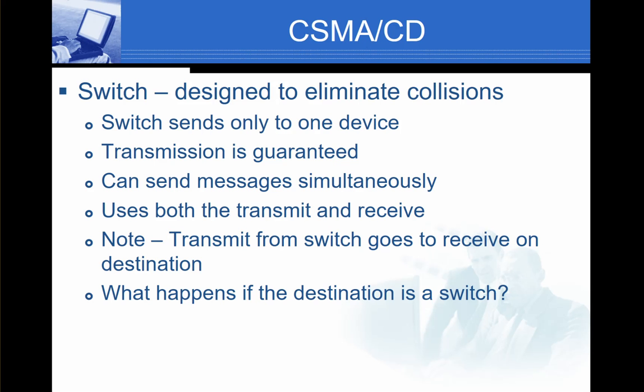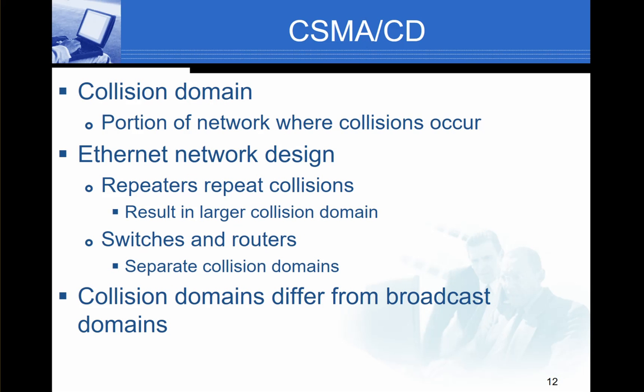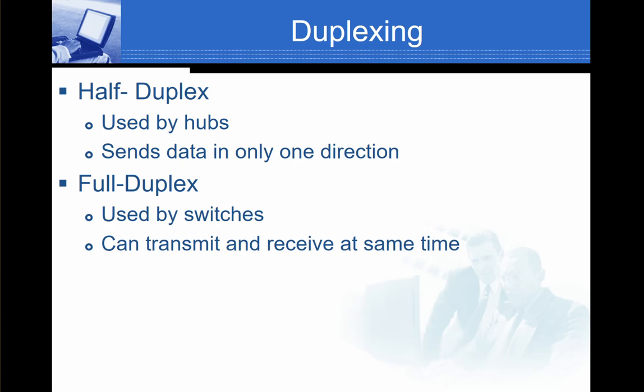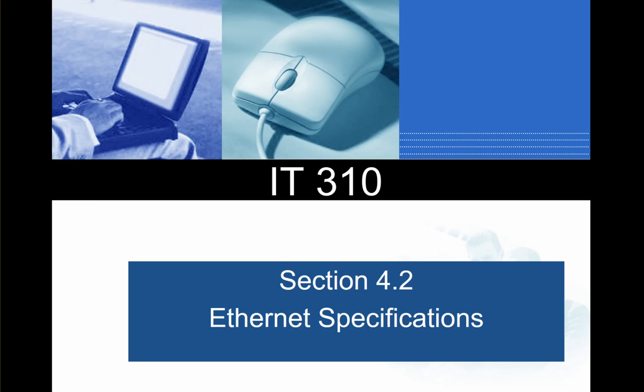Okay, and again with a switch, you really don't need to worry about it because there should never be a collision. That's all going to be taken care of by the switch because everything has a direct connect to the switch and only that one segment. A collision domain is strictly the portion of the network where collisions occur. And then the collision domains differ from broadcast domain because broadcast domain is everybody on the network in here. Okay, half duplex and full duplex, again, half duplex is used by hubs because it can only send data in one direction. Switches can send data in two different directions at the same time.